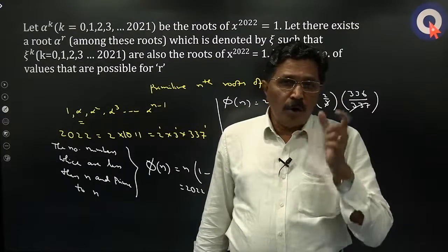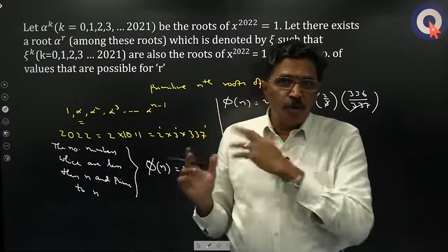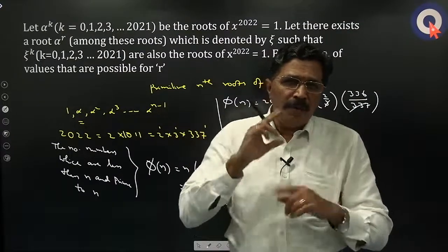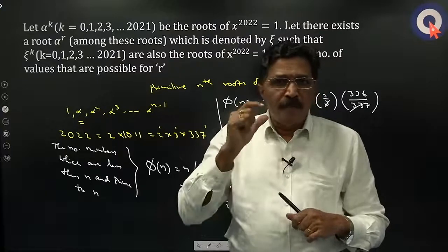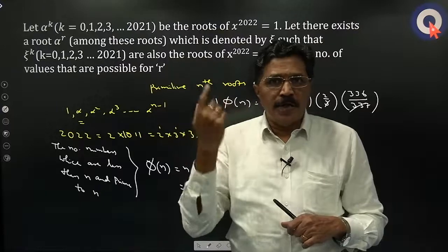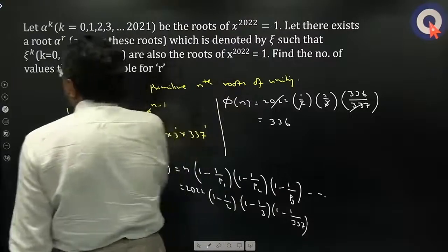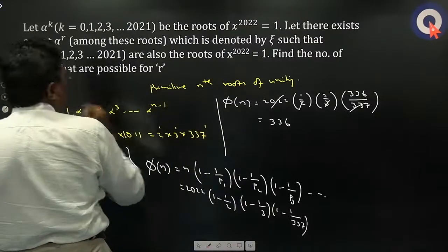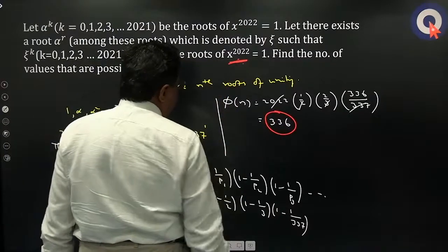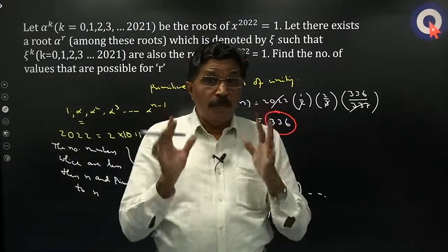So alpha^k, where k is equal to those values, are all primitive nth roots of unity, meaning they all behave like alpha itself. Each one of them, if you square them, cube them, raise them to the power 4, can generate all the other roots. Out of the total 2022 roots, 336 roots have the capability to generate all the roots. So they are called primitive nth roots of unity.